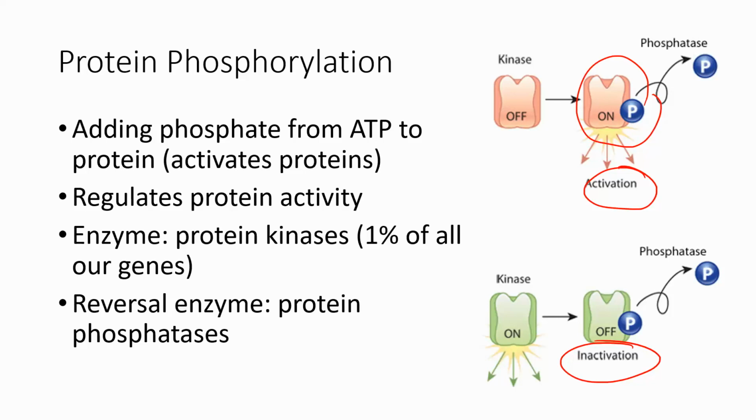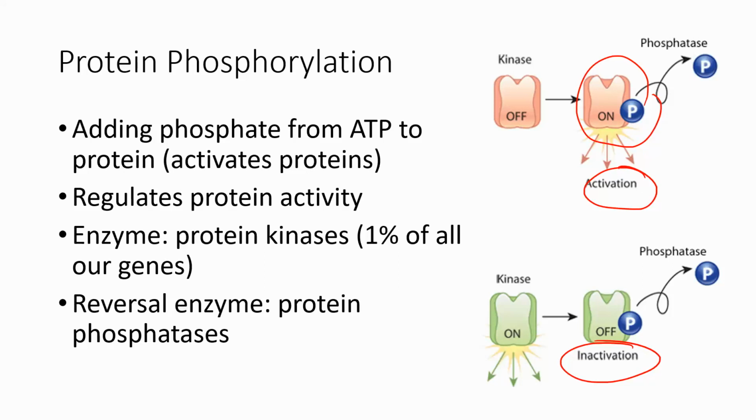Phosphatases are going to take off phosphates. So all of these reactions that you've seen are reversible. A ligand can bind to a receptor and then it can pop off. A G protein can become activated and then it can be inactivated. Adenylyl cyclase can be activated and then be inactivated. Protein kinases can be turned on and off. Phosphorylation can be reversed. So none of these are forming any permanent changes.